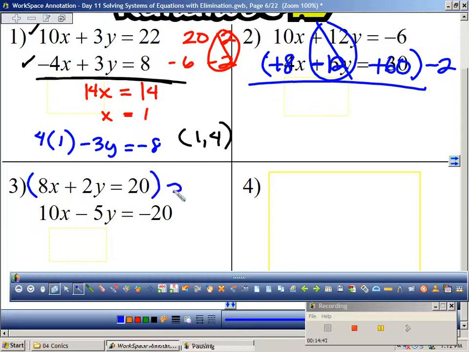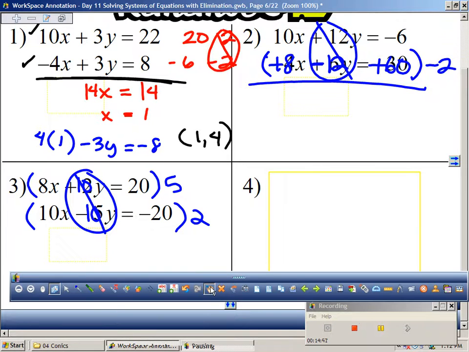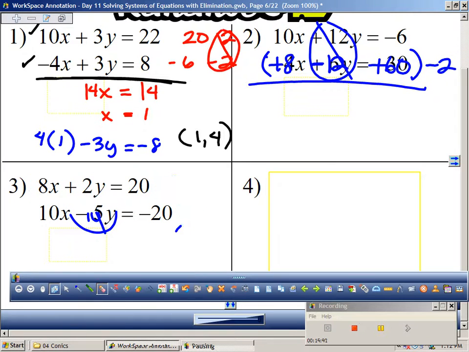Multiply the top by 5 and the bottom by 2. That would make this 10y, and that would make this -10y, and then they would go away. Did anybody else come up? Good job. Would anybody else come up with a different strategy? There's another one. How could you get rid of the x?